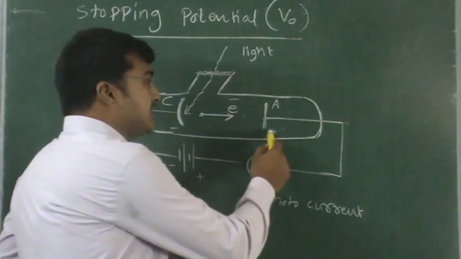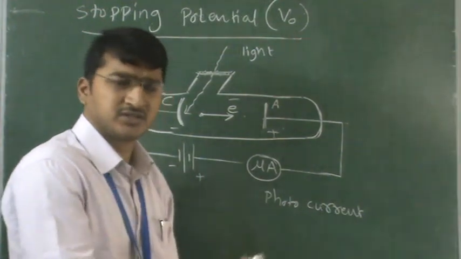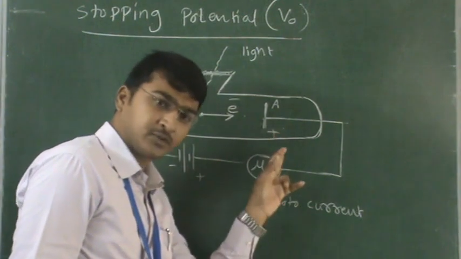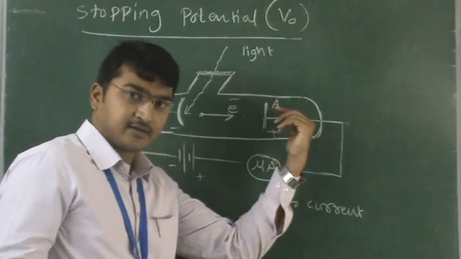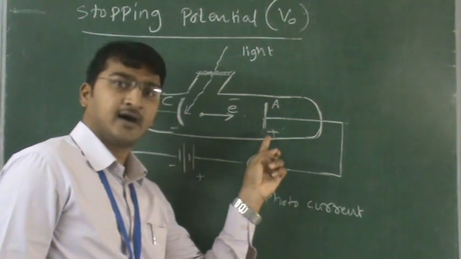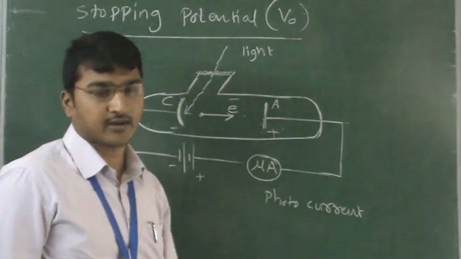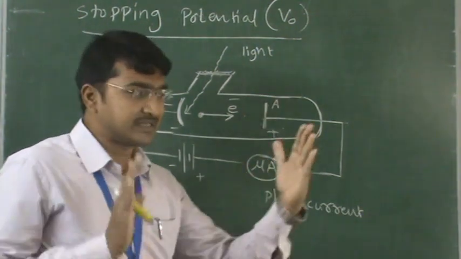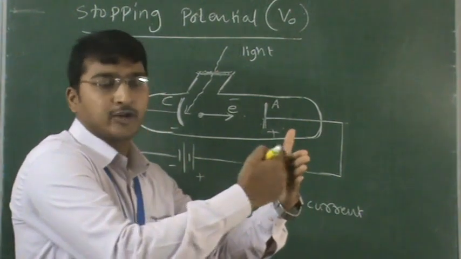So how to reduce a positive potential? By giving some negative potential. So by reducing the positive potential or increasing the negative potential of an anode plate, what happens? These electrons are repelled. They will repel because of this negative potential.